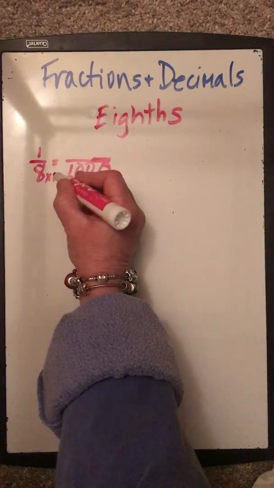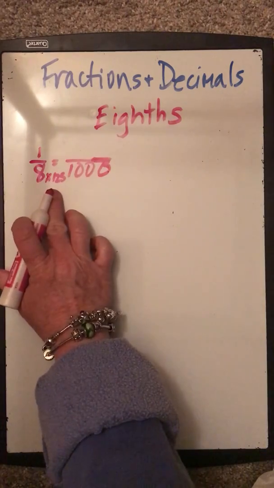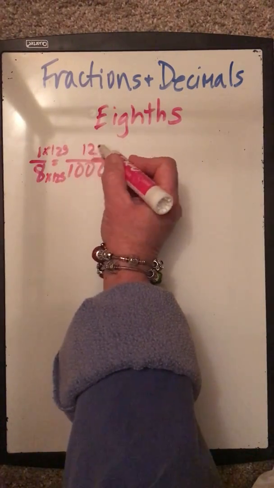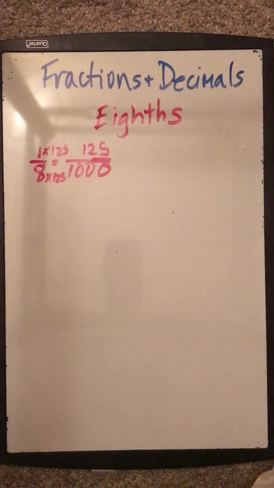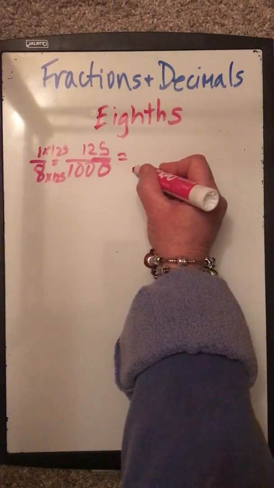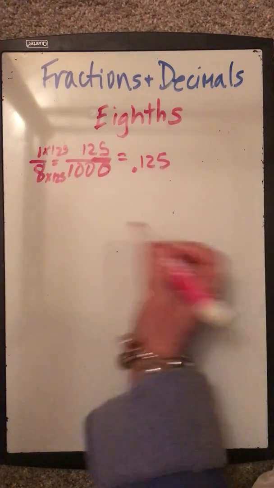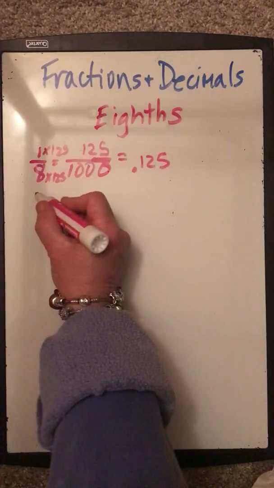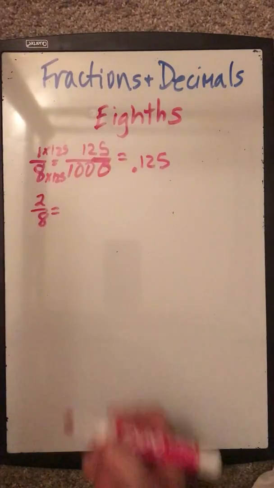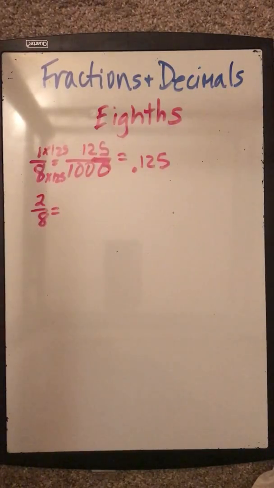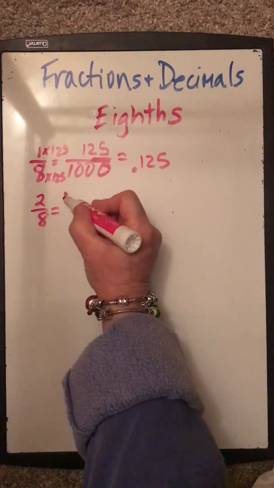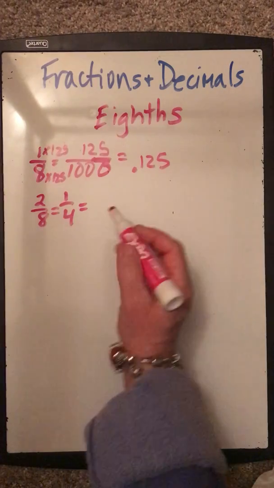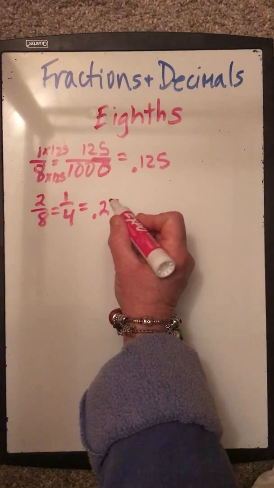It's 125. So if I multiplied the bottom by 125, I would have to multiply the top by 125, and I get 125 1,000ths. How do I write that as a decimal? 0.125. So 1/8 is 0.125. If I go to 2/8, well, I need to recognize that 2/8, if I simplify that, is the same as 1/4. And we already know, thinking about money, 1/4 is 0.25.